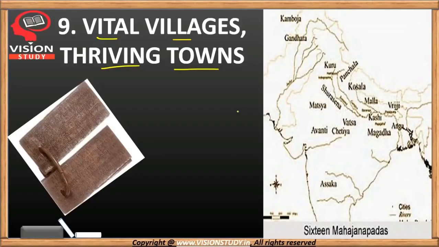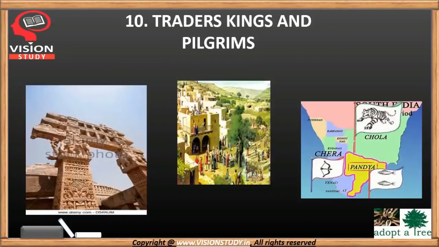Okay, now in this chapter, we will study about the sculptures, the stories, the Sangam age, how did the city trade, what were the important places in these towns, and the craft of the people. Okay, the 10th chapter is Traders, Kings and Pilgrims. Pilgrims are the people who come with a religious motive, who go to another country or another place.